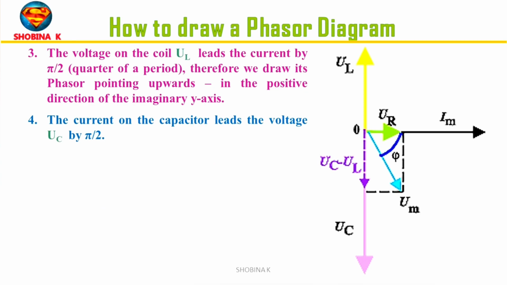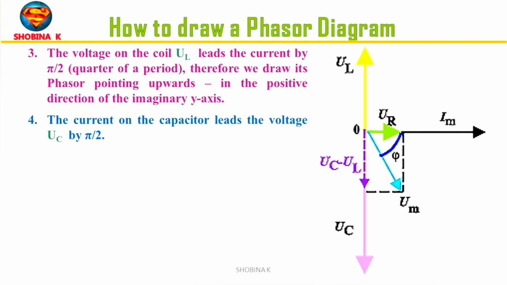Next, the voltage on the coil UL leads the current by pi by 2, that is a quarter of the period. Therefore we draw its phasor pointing upwards, that is in the positive direction of the imaginary y-axis. Here we consider the fact that the phasor rotates in the counterclockwise direction. In this figure the phasor is represented by yellow.